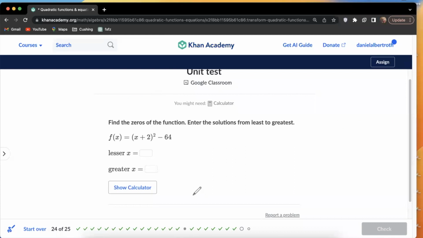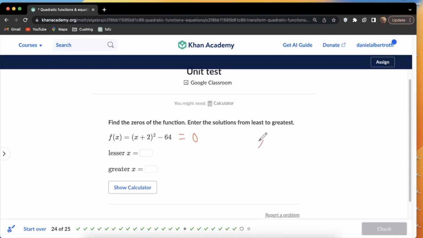So this says find the zeros of the function, enter the solutions from least to greatest. All right, sounds fun. So I think what we're going to do here, to find the solutions, I can actually set the function equal to 0 and solve. And I think that is going to be the easiest, best way to solve this.